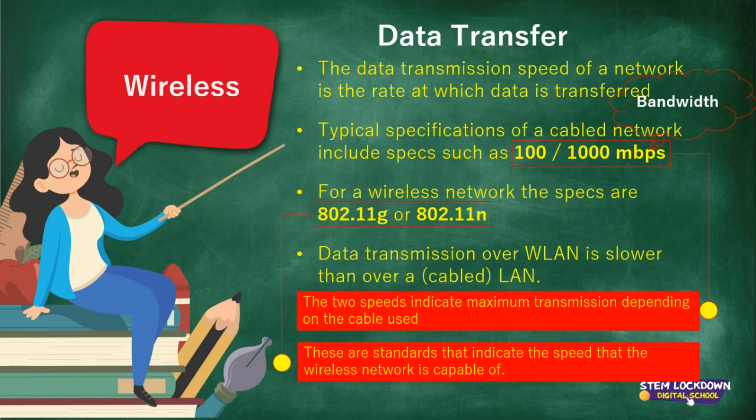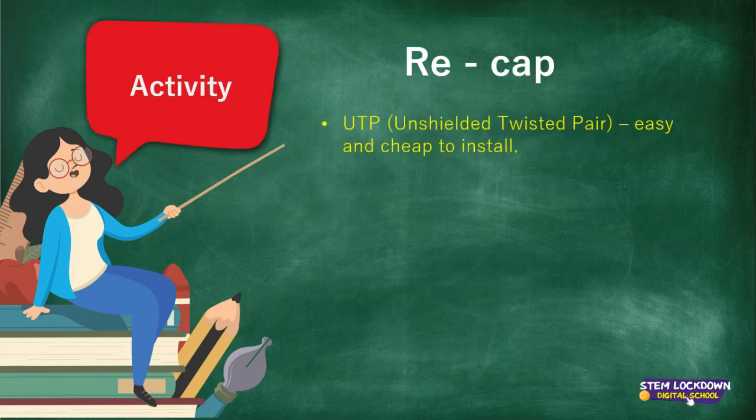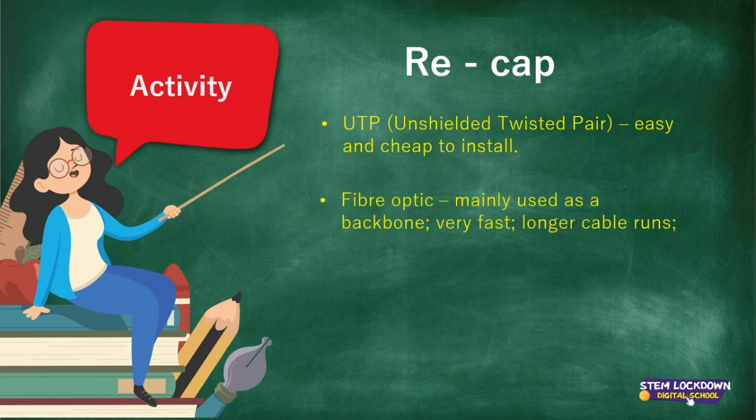All right, so just to round up what we've been talking about, UTP is easy and cheap to install, readily available. What does UTP stand for? Unshielded twisted pair. Remember that, okay? And fiber is mainly used as a backbone. It is quite quick, and these cables can run for longer distances, right?